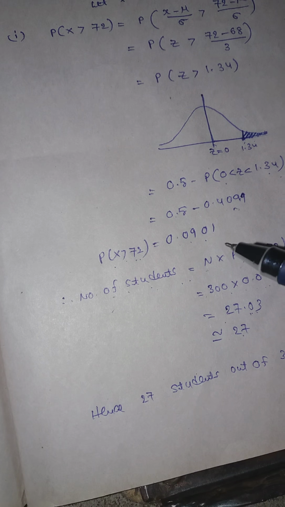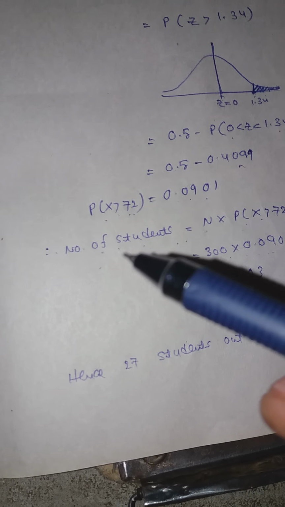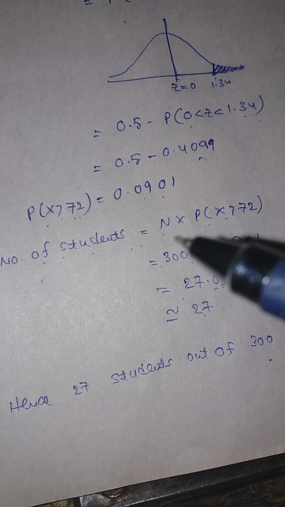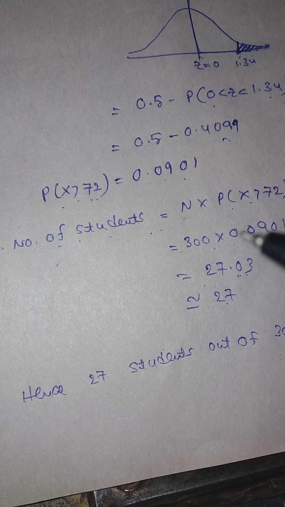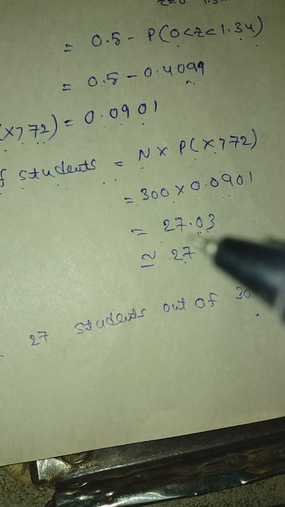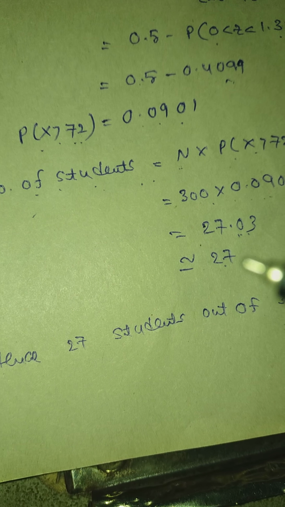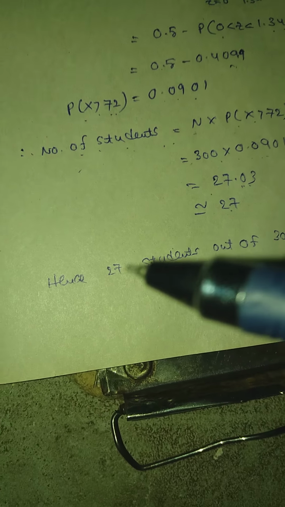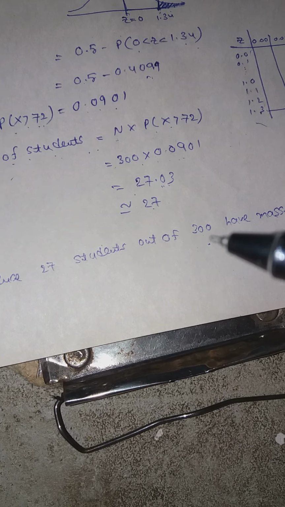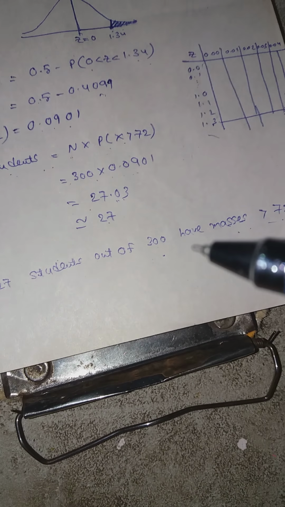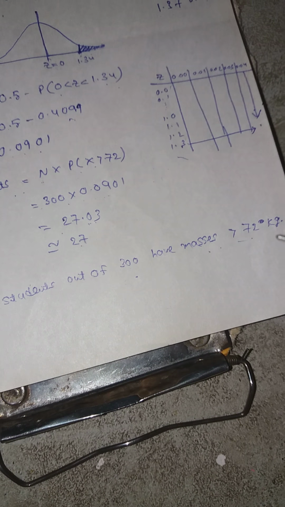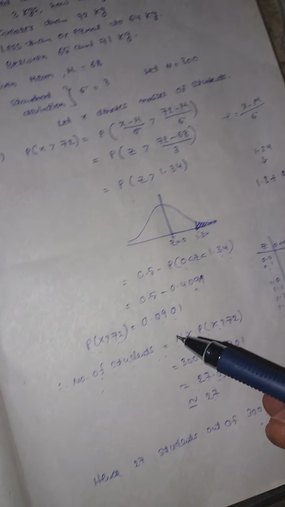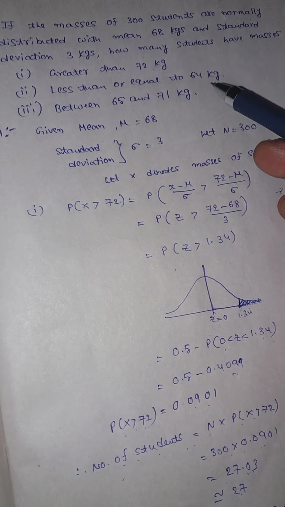Now I don't need the probability, I need the number. As I told before, if you want the number of students, multiply that probability with n. Now n is 300, and multiplying by this probability we get 27.03. If you round off, that is 27, hence 27 students out of 300 have masses greater than 72 kg. By using this knowledge we can find the remaining two bits also.